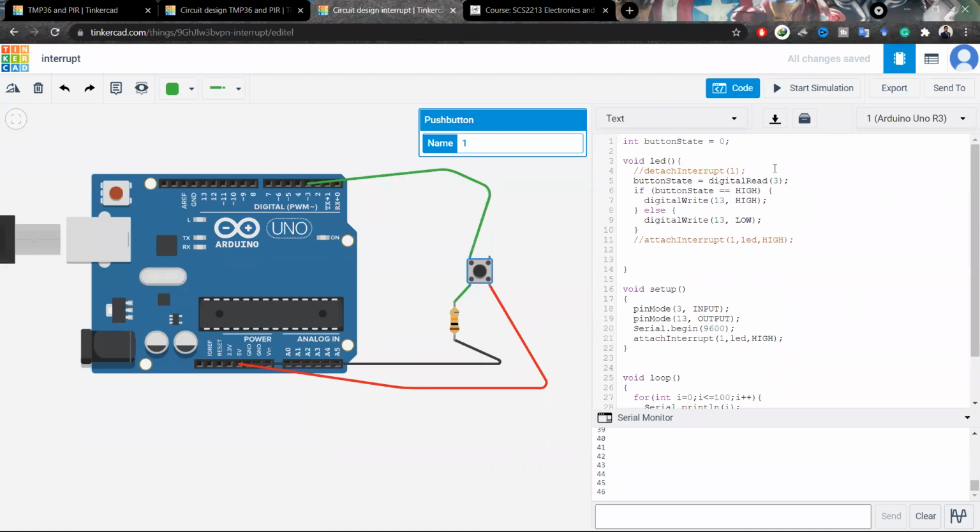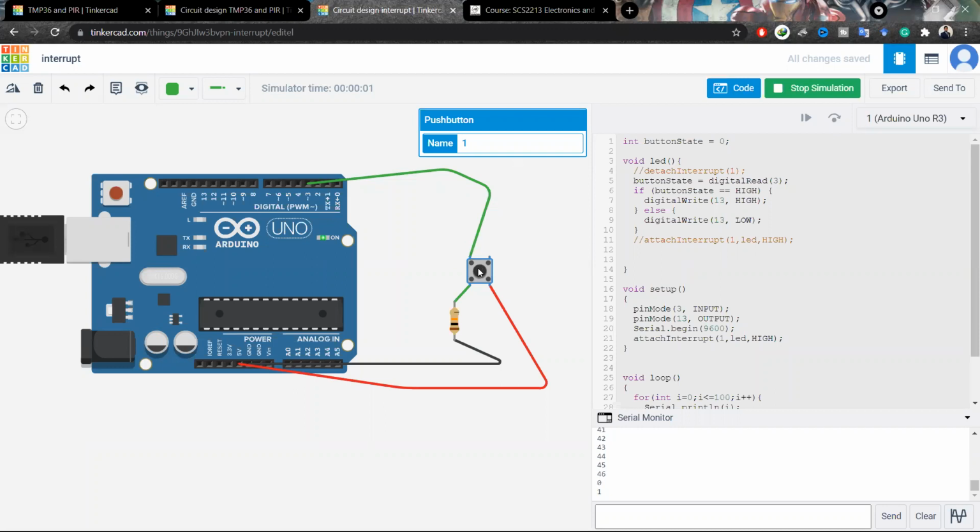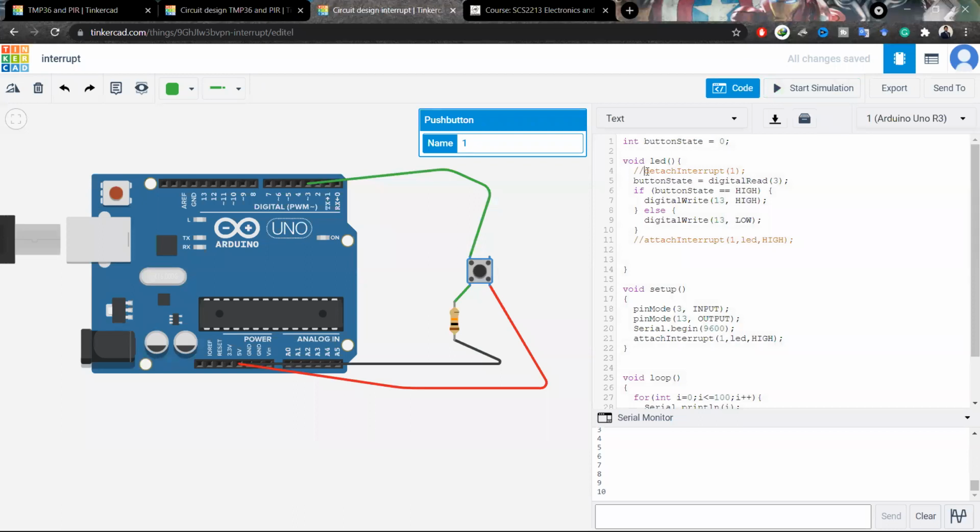So for now, I remove my detach interrupt part. It's still going to work. As you can see, even though I press the button, the counting will still happen. So we are using this detach interrupt to make this piece of code for the LED complete. Otherwise, this LED function will be called again, but it won't come to the end of the function.